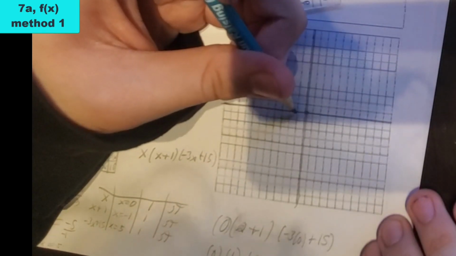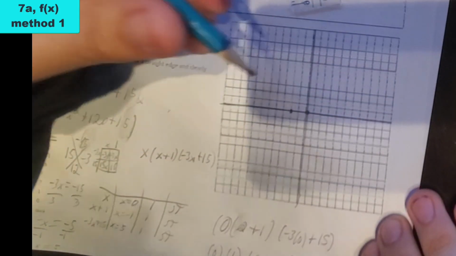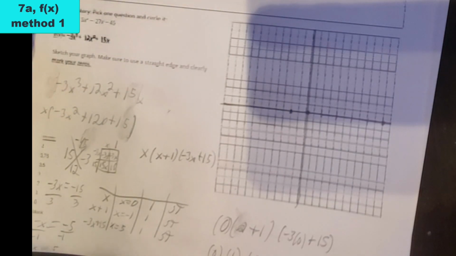Our next zero is at negative 1. We'll put negative 1 here. And then our next is at x equals 5, which means if we mark up to 5, we get right here. We have a negative leading coefficient and an odd degree, which means that we will be going from here to here.